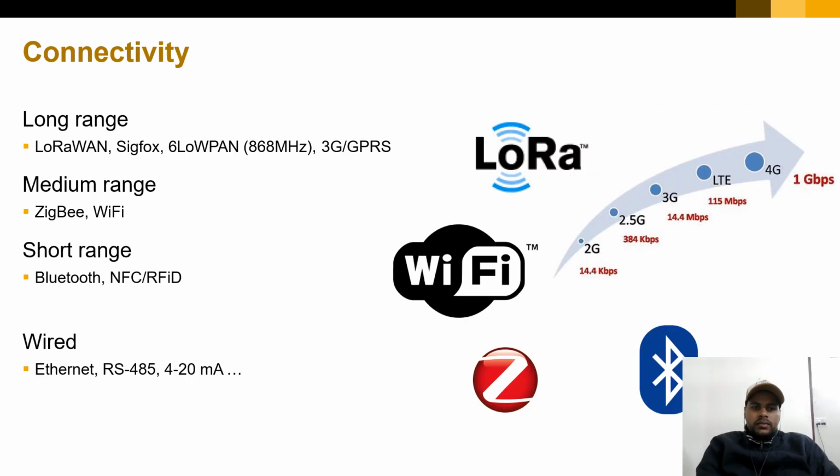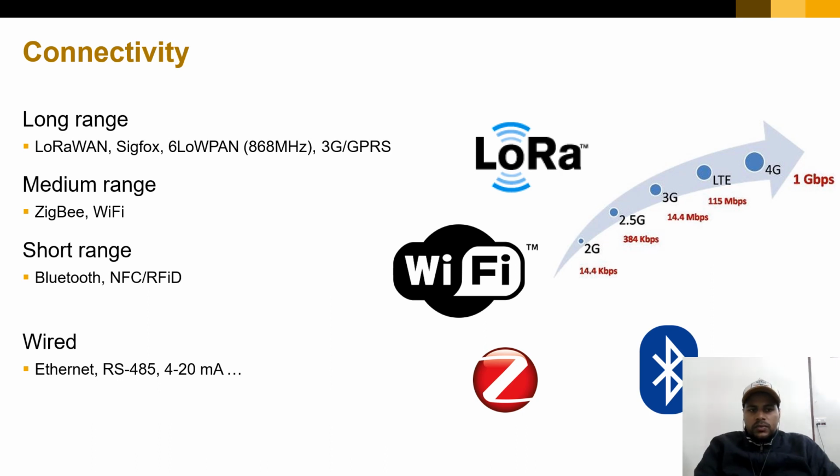And the next topic is how these various IoT devices get connected among themselves. There are various technologies through which we connect these devices. They depend upon the range in which we are using the products or devices. For long range, the technologies are LoRaWAN, Sigfox, 3G, and GPRS. These are for long ranges between devices, if the distance is very long.